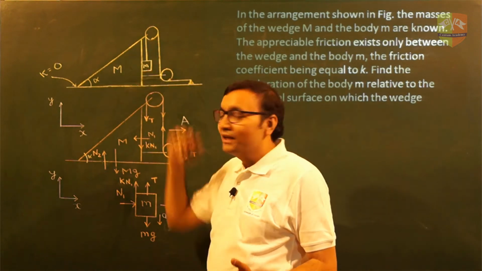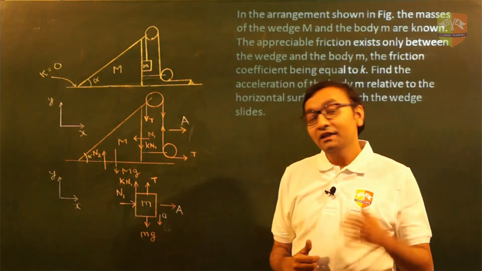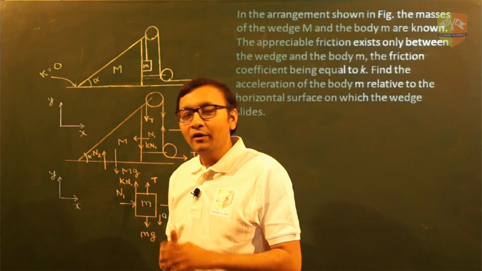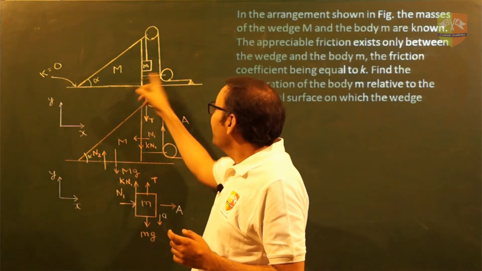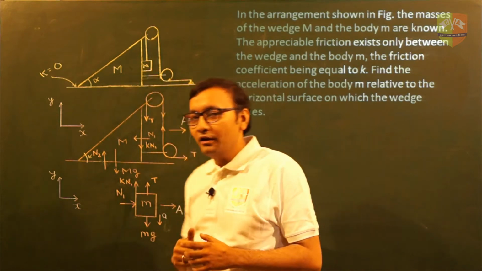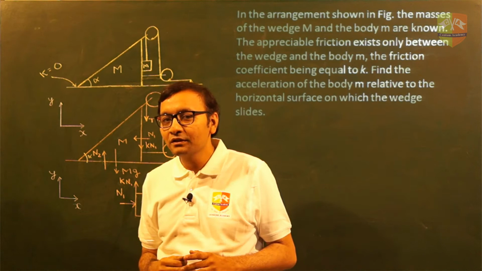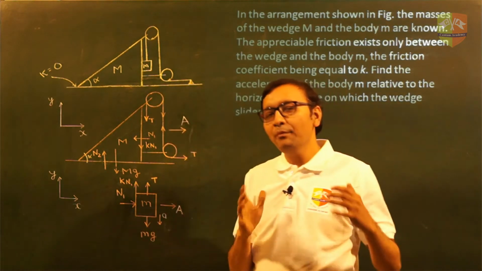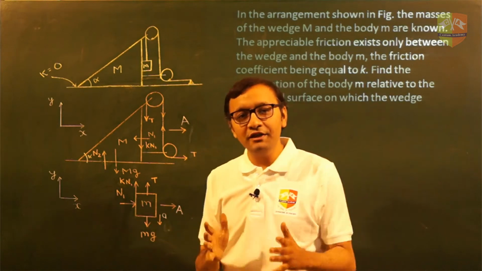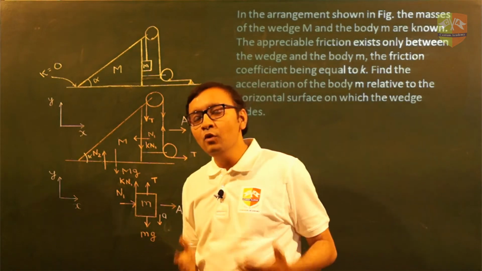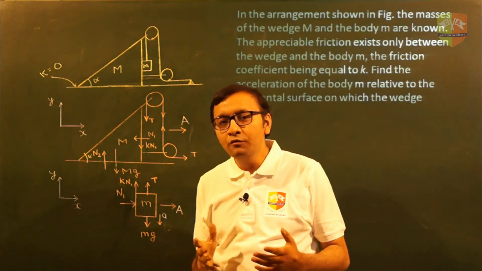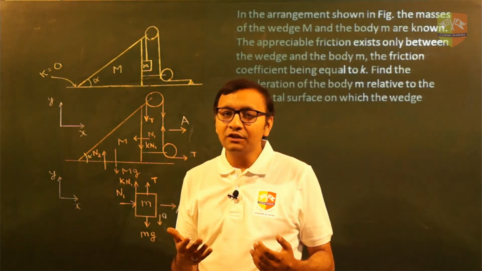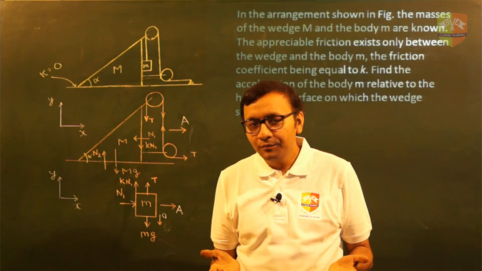Now why will this wedge move? This wedge will move when this small m comes down. When the small m comes down, the wedge will get pulled forward, right? Can you imagine this? Let us try to visualize the problem in a step-by-step manner. Let us first take the wedge. Now how will the wedge move? The wedge will move along the horizontal surface, right? So its acceleration will be horizontal, right?